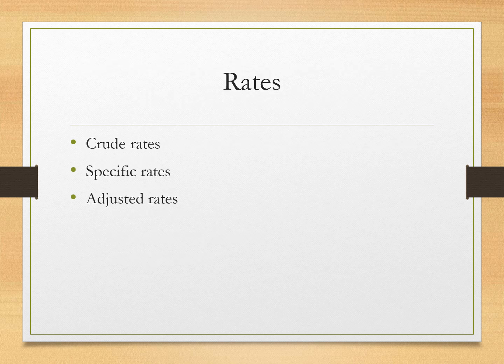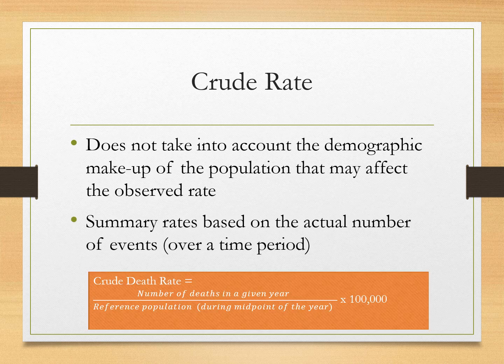Let's first talk about rates. There are three types of rates that are really important in epidemiology, and they are the crude rates, specific rates, and adjusted rates. Crude rate represents the overall measure of an event, such as mortality or morbidity, in a population without accounting for demographic differences such as age or gender.